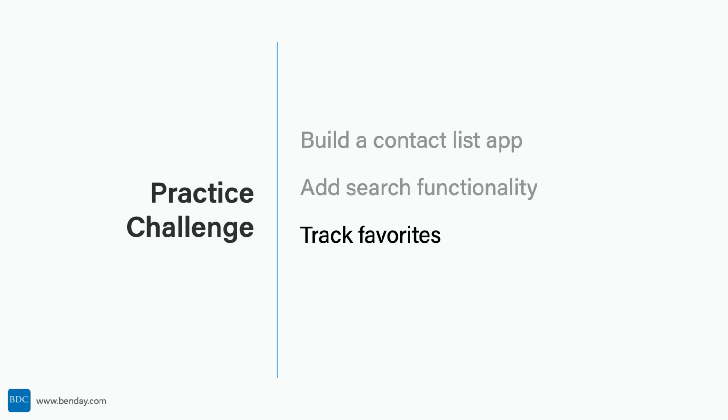Use a hash set to track which contacts are marked as favorites. Remember, hash set prevents duplicates automatically. Level up challenge: instead of one phone number per person, use a dictionary of lists so each person can have multiple phone numbers. Don't worry if this seems challenging. The best way to learn collections is to use them. Make mistakes, get those exceptions, and figure out why.